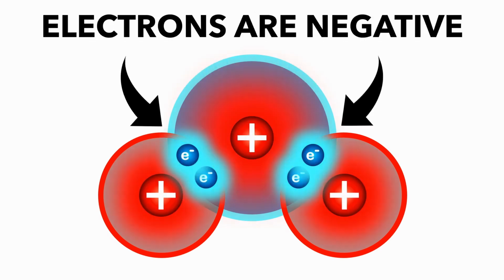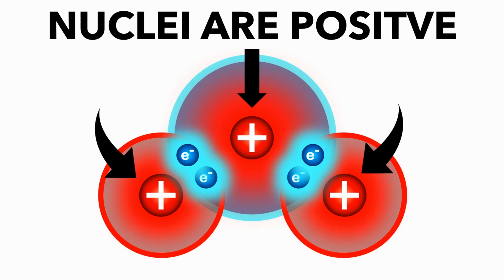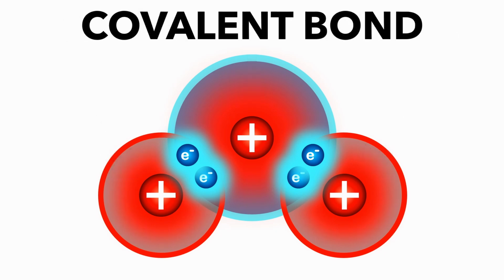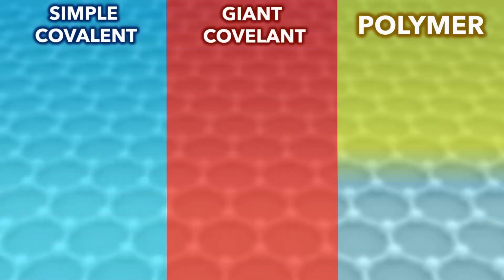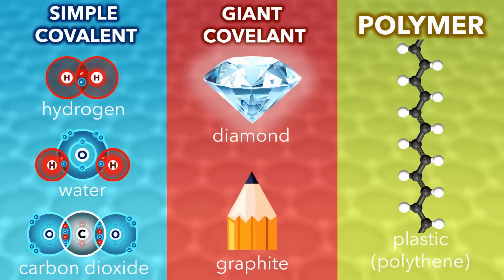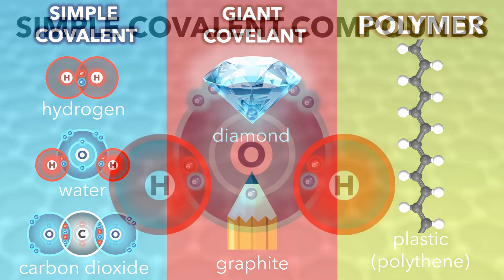The shared pairs of electrons are negative, and the nuclei of all atoms are positive. The attraction between them is the covalent bond, and like ionic bonds, they are very strong. Water is one of 3 kinds of covalent compound, called a simple covalent compound.